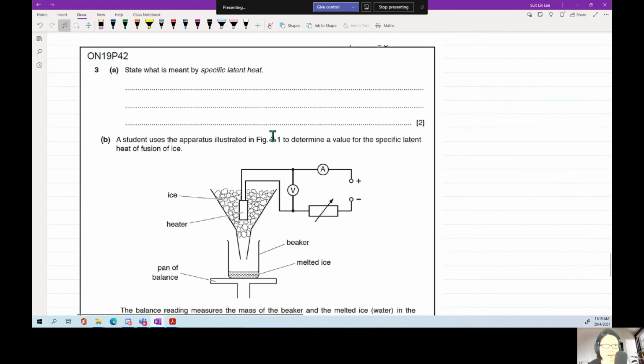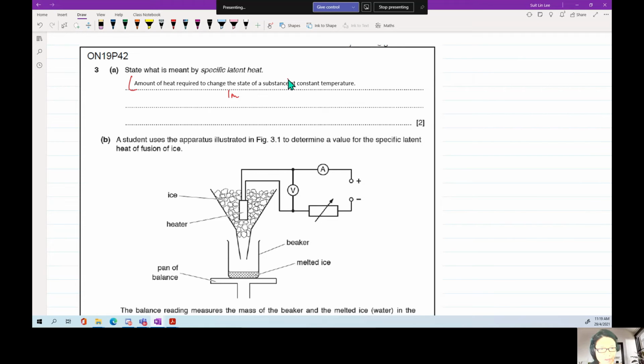So here we have first the definition, what is meant by specific latent heat. That would be the amount of heat required to change the state of a substance at constant temperature. It's 2 marks, right. So the constant temperature is the second mark. Amount of heat required to change the state of a substance is 1 mark.